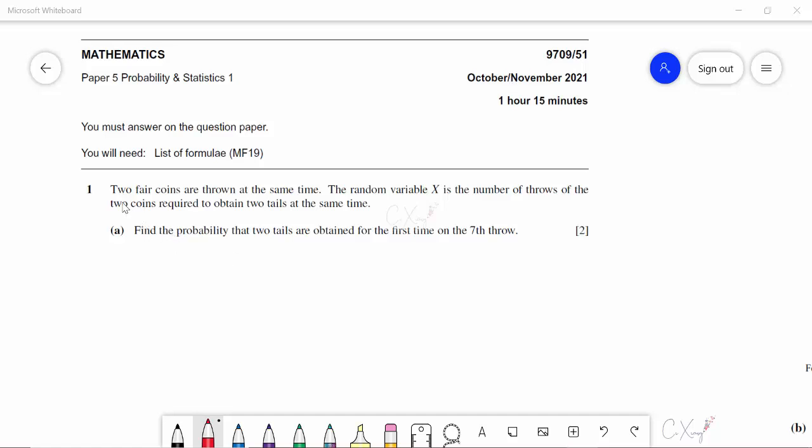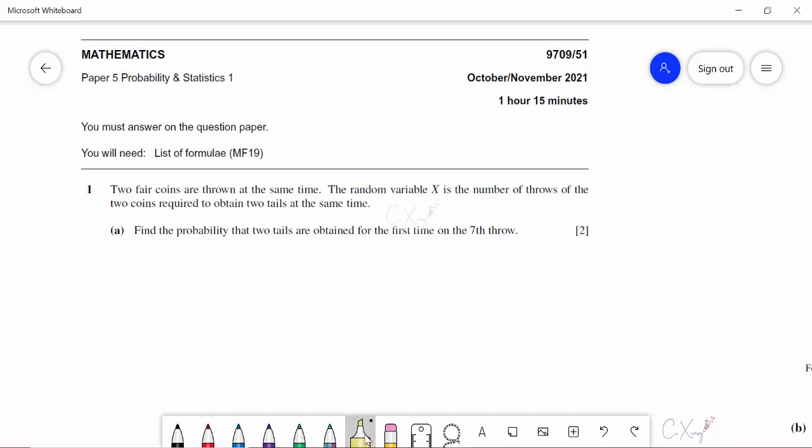Okay, so two fair coins are thrown at the same time, and the random variable X is the number of throws of the two coins required to obtain two tails at the same time. Right, so for the first part, they want you to find the probability that two tails are obtained for the first time on the 7th throw.